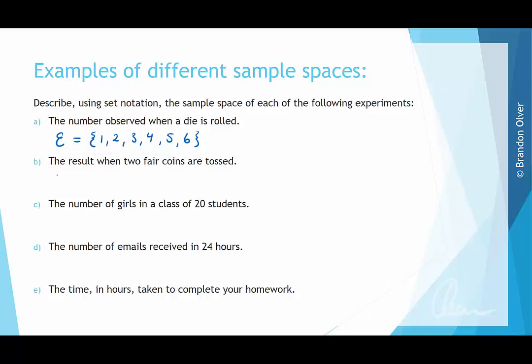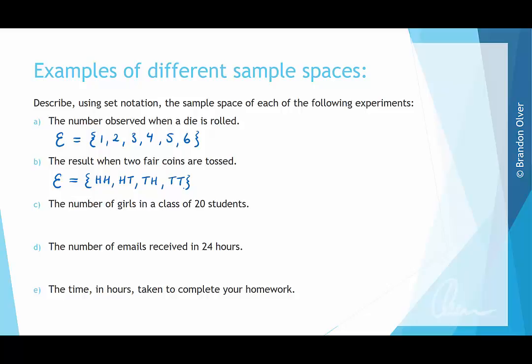For B, our sample space is the result when 2 fair coins are tossed. You could find this using a tree diagram, where you could have heads followed by a head, heads followed by a tail, a tail followed by heads, or a tail followed by a tail. So there are 4 outcomes there.